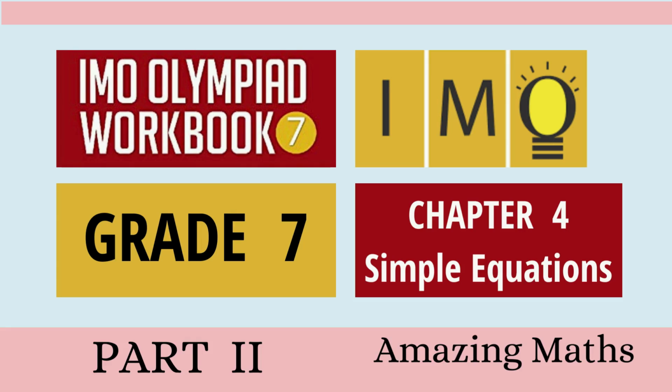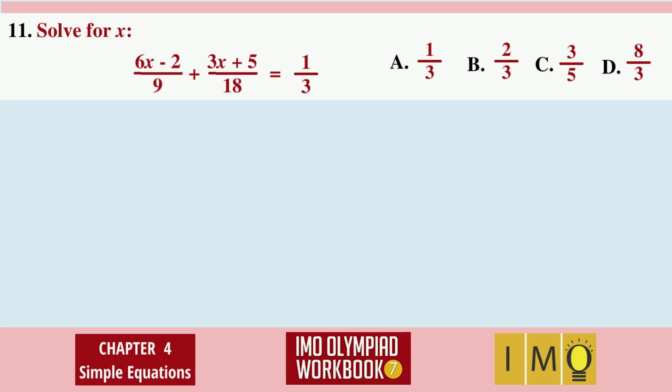Grade 7 IMO Olympiad Workbook, Chapter 4, Simple Equations Part 2. Question number 11. Solve for x in the equation (6x minus 2)/9 plus (3x plus 5)/18 is equal to 1/3. First, let's write down the equation as it is.